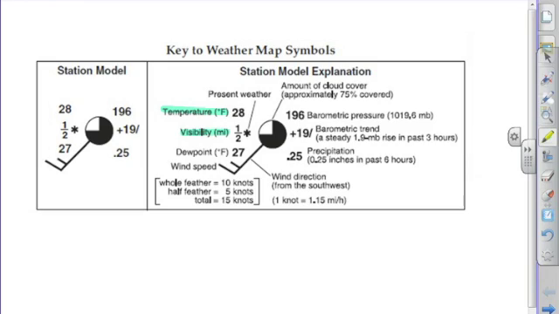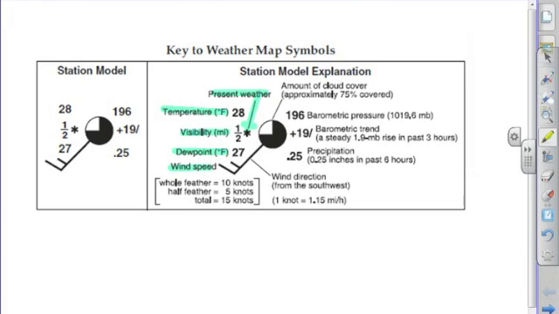Visibility always sits on the left-hand side in the middle. It's given in miles, and you'll notice right next to it sits the present weather symbol. We're going to look at the present weather symbols with the station model in just a moment. Dew point temperature is given in degrees Fahrenheit, always sits in the bottom left-hand corner.